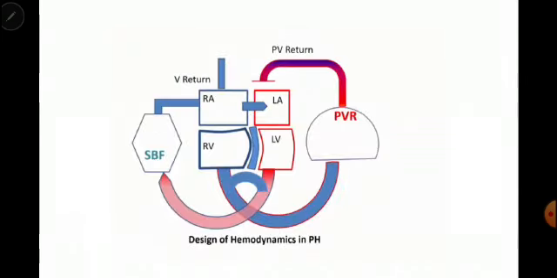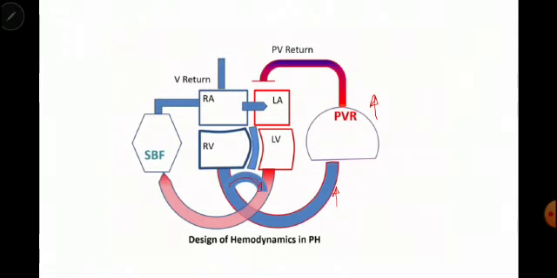This is a simple diagram to show the effect of high pulmonary vascular resistance on the circulation of the newborn. If we have a high pulmonary vascular resistance, the pulmonary artery pressure will be high. So high pulmonary artery pressure will lead to shunt through the ductus arteriosus from right to left. So the ductus arteriosus is now open with shunting from the right to left due to high pulmonary artery pressure.